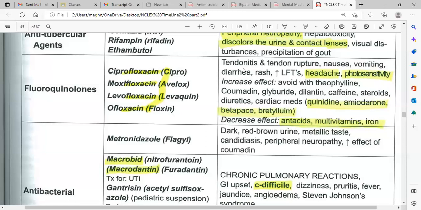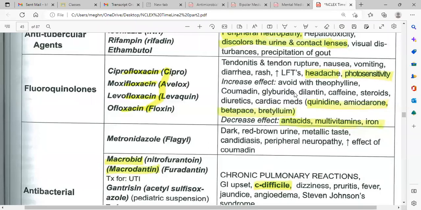Let me read it. The common side effects: tendonitis and tendon rupture. This is the question NCLEX would like. Which medication has a chance to develop tendon rupture or tendonitis? It is ciprofloxacin or fluoroquinolone. Others: GI upset, I said nausea, vomiting, diarrhea, rash, increased liver function tests, headache, photosensitivity.